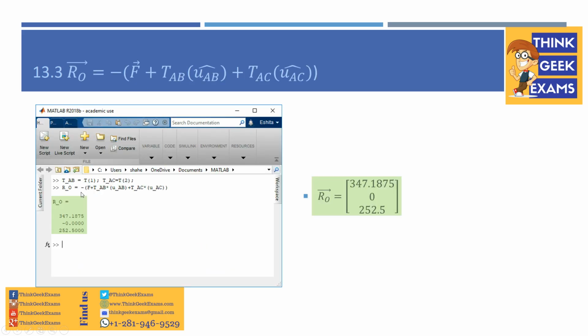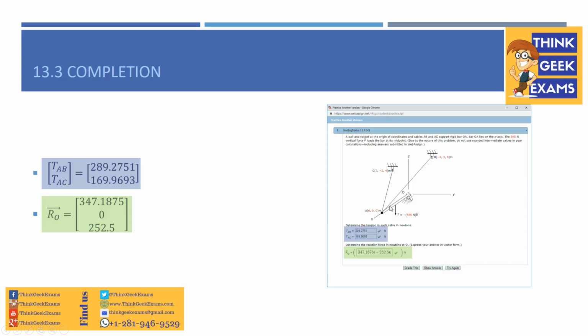TAB and TAC are over here, and then I'm getting, just like this equation looks like over there, minus in parentheses F plus TAB times UAB plus TAC times UAC. That's just this equation right there, and that gives us an RO in a vector form which has three values, like we predicted. It will have I, J, and K values. The J value is 0 because negative 0 is 0. So that's what we reported over here, and that takes us to the answers for the question. TAB and TAC are over here, and RO is over here, given in vector form, in IJK form, and it looks like the answers were correct. So thank you very much. See you next time in the next video.